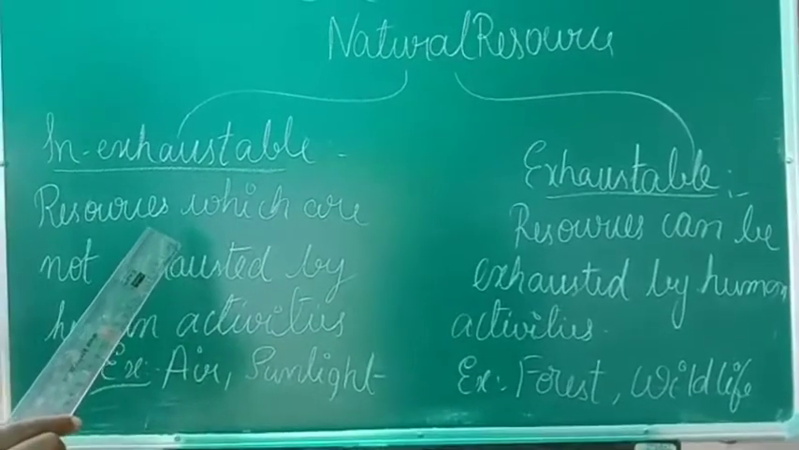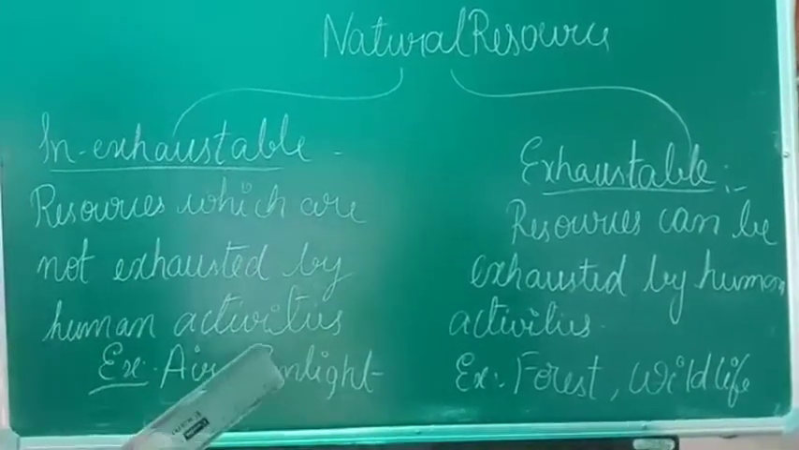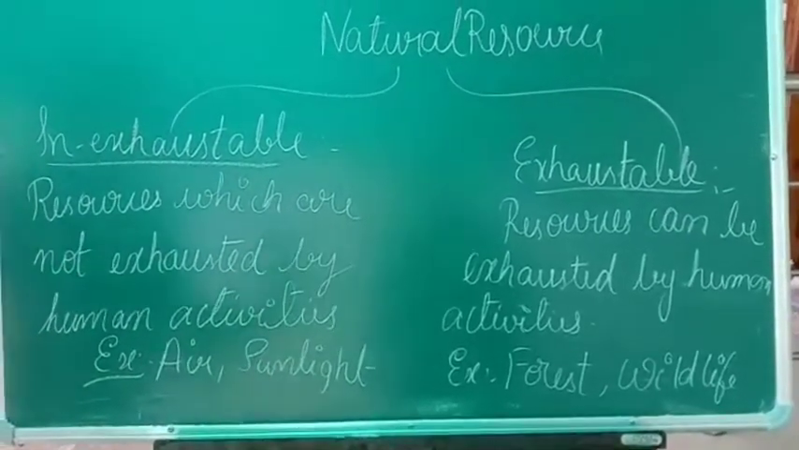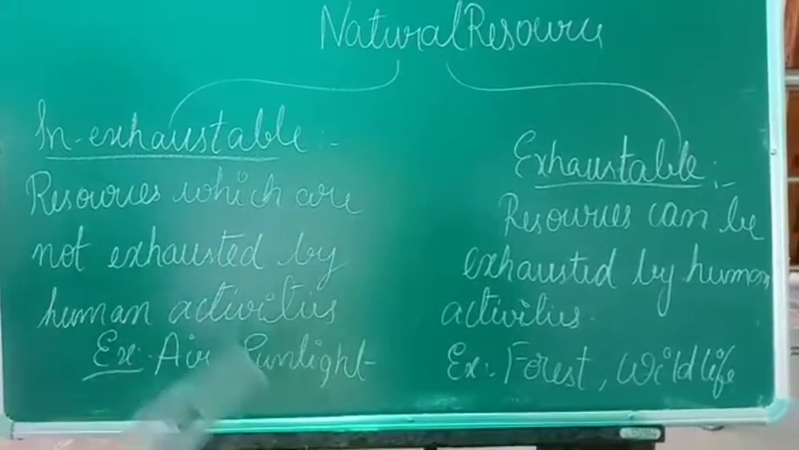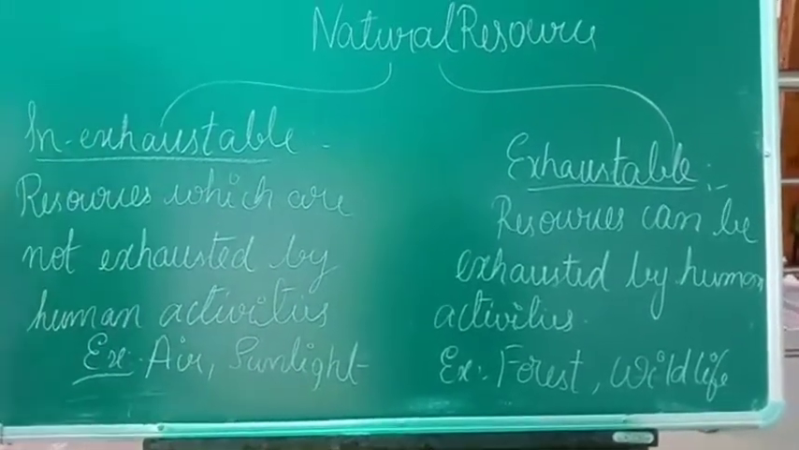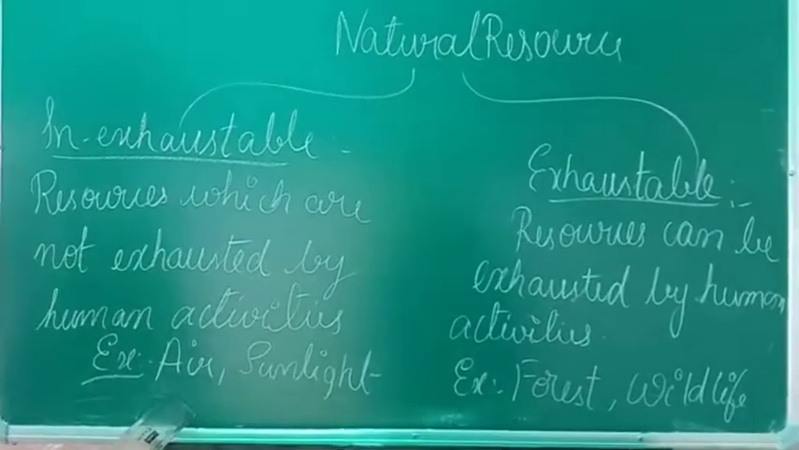Exhausted means it gets finished. Inexhaustible means, however much you use it, it does not become empty. Okay, it remains like that only. It will not be empty. Even though humans use it in a large amount, it doesn't become empty. Such types of resources are inexhaustible natural resources. Some examples are air and sunlight.